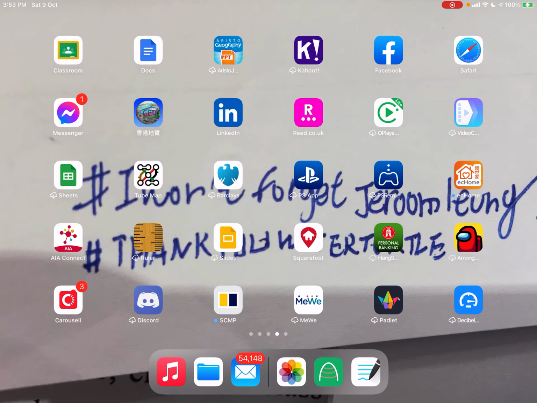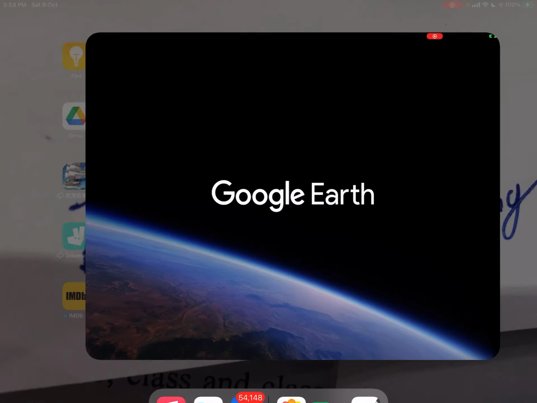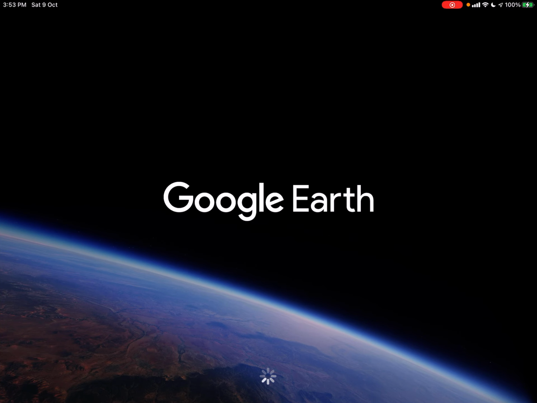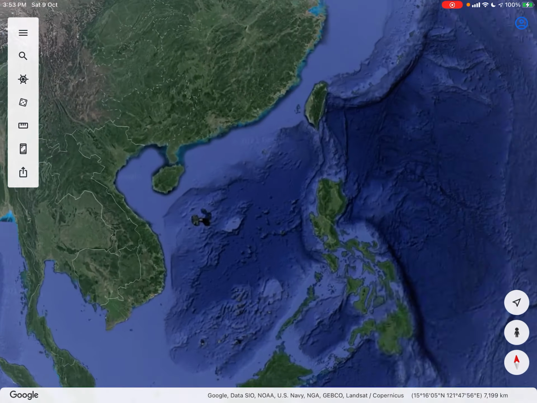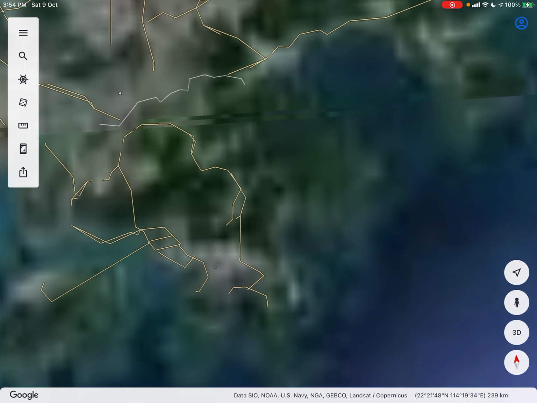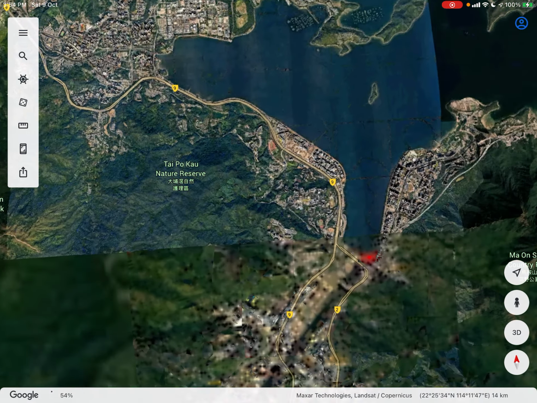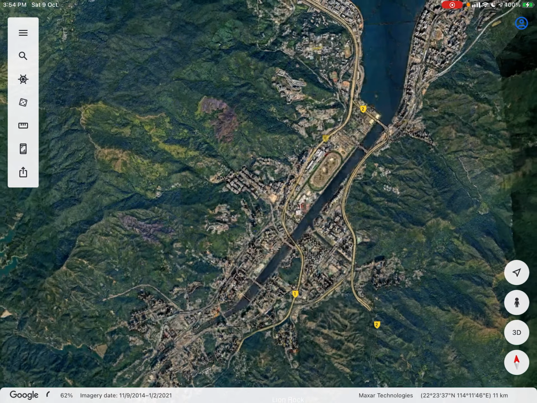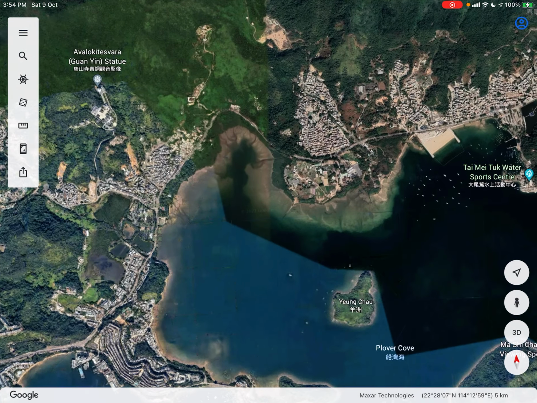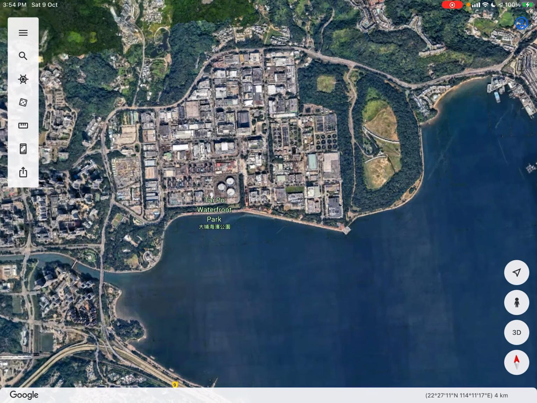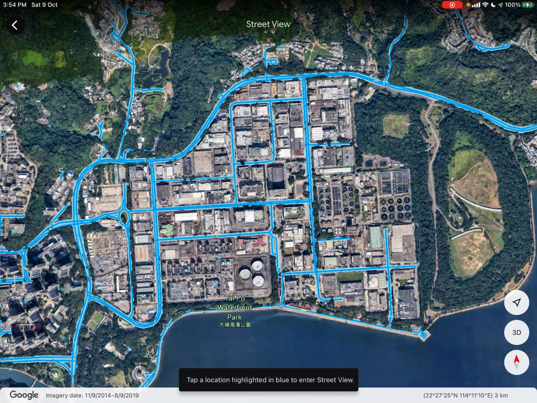Can I show you in Google Earth? Wait a minute. Mainly for Tai Po, when you are riding the bicycle from Tai Po or Tai Wai to Tai Mei Tuk, Tai Mei Tuk is right here, and in the midway you may find this kind of building. Let's have a closer look.